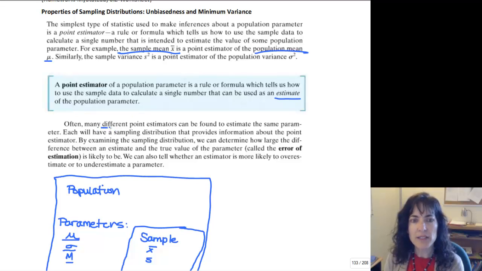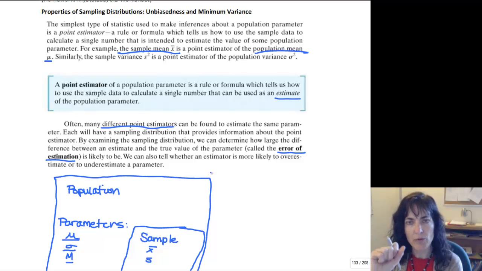So often we can find different point estimators to estimate the same parameter, and each will have a sampling distribution that provides information about that point estimator. If we look at the sampling distribution, we can figure out how large the difference is between the estimate and the true value of the parameter, and that's called the error of estimation. Because if we take a small group of items from a larger population, maybe our sample is exactly the same as the population, maybe it's slightly off, and so our estimator could be off from the actual values that we're trying to predict.